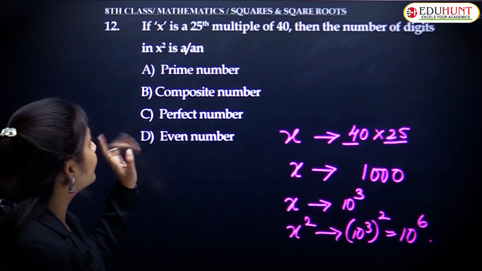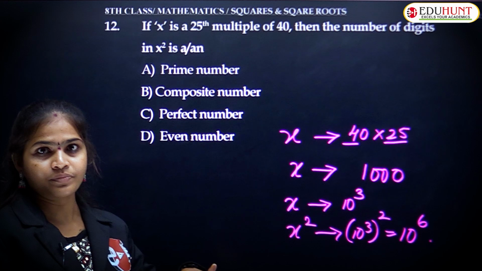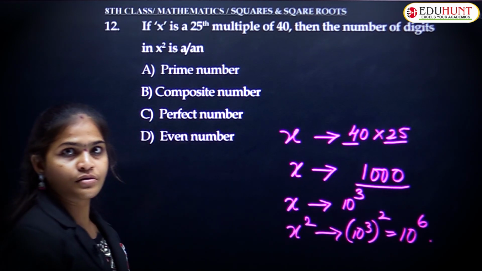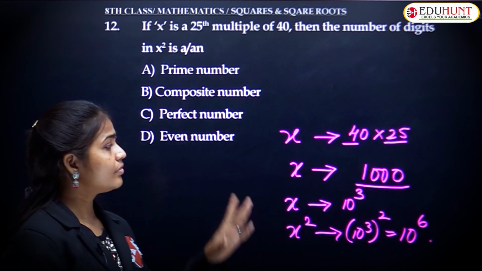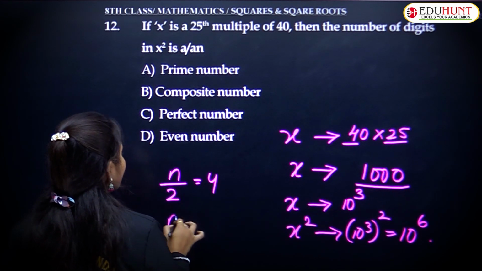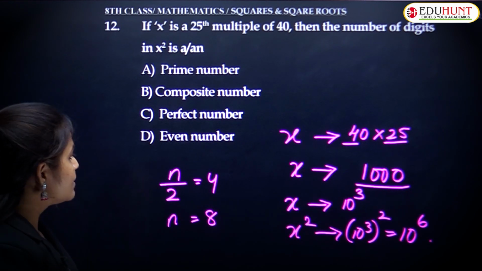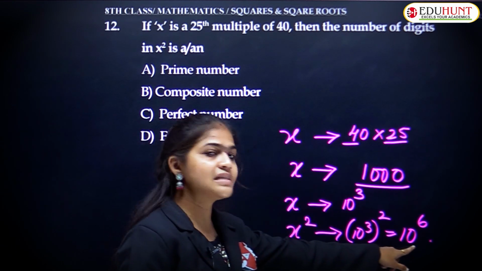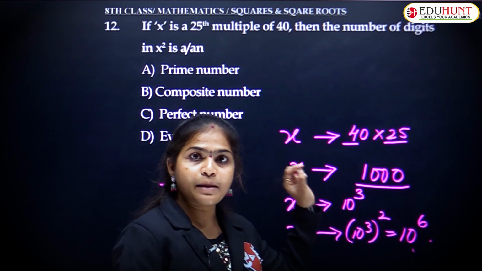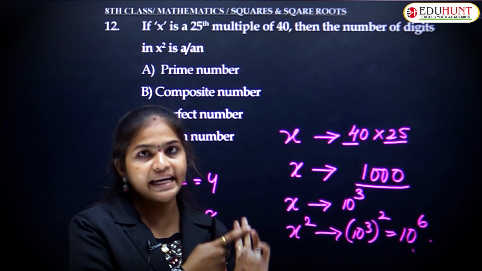Now what they are asking is the number of digits in x square. Let us check that. Here how many digits are there in the 4-digit number? Just like the previous question we discussed, n by 2 is equal to 4, then n is equal to 8. Sometimes we will get 10 to the power of 6, which means 1 after 6 zeros, so 6 plus 1, 7. So the perfect square of a 4-digit number has either 7 digits or 8 digits.